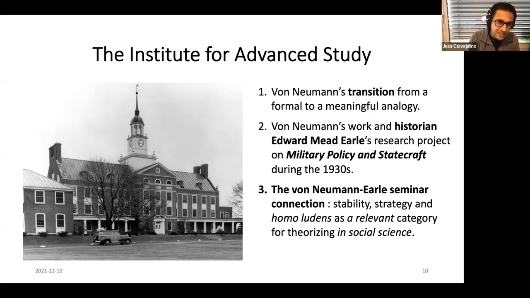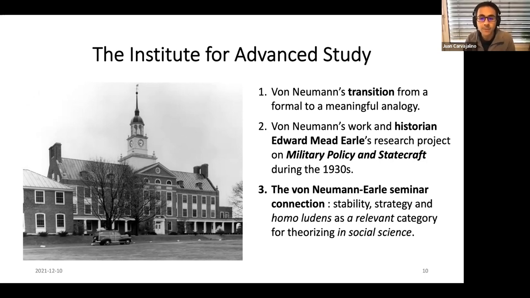Remember, in 1928 he already had the paper. And during twelve years, he had been working on mathematical economics, and in no way had he been thinking of the economy as a game. He was only thinking and solving the mathematical problems of his models by using a formal analogy. But since 1940, he started believing that the structures of strategy, of games of strategy, were relevant, and that Homo ludens was a relevant category for theorizing in social science.